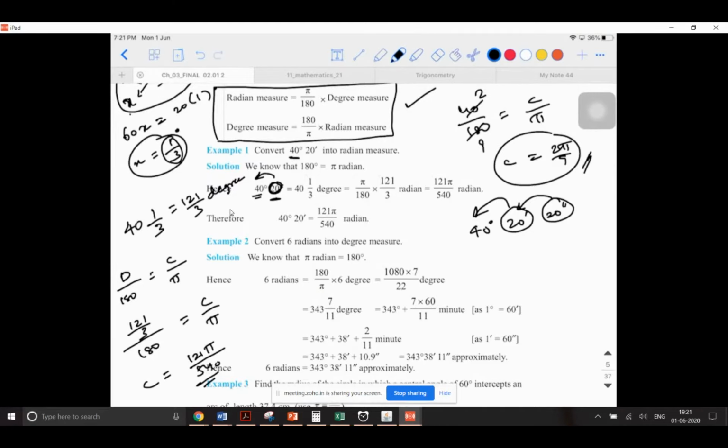I think it is divisible by... I don't think both have a common factor. So the answer is going to be 121 pi divided by 540 radian. Is everyone clear with this? Yes. Right? That's good.